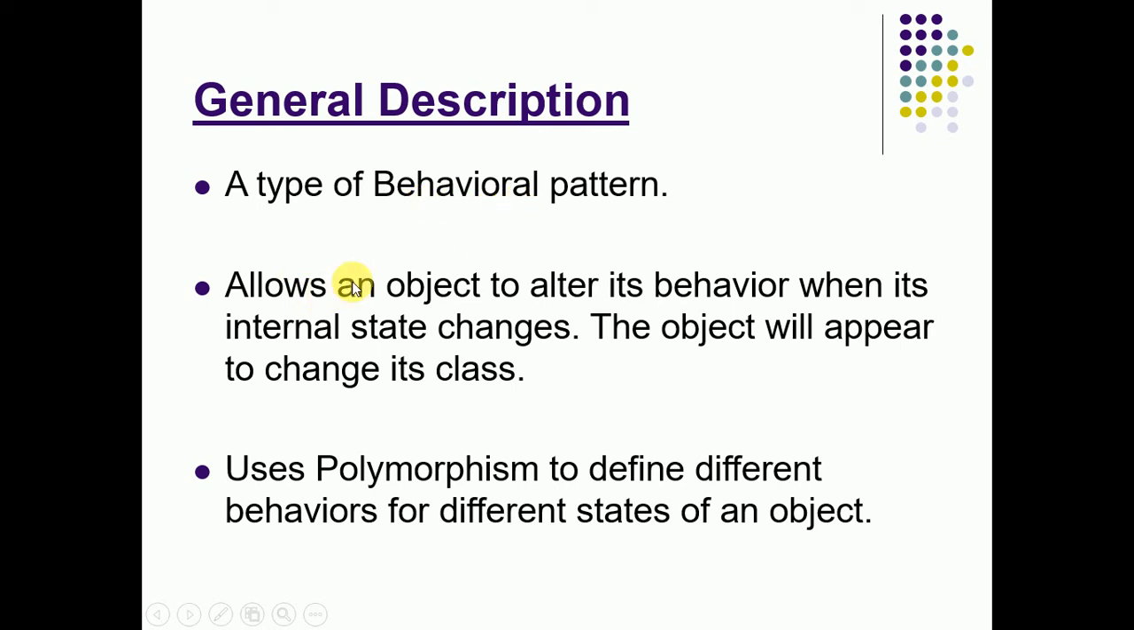It allows an object to alter its behavior when its internal state changes. The object will appear to change its class. As we know, the state of a variable or object changes with the change in the value of that object. When an object changes value, its state changes. So it uses polymorphism to define different behaviors for different states of an object.